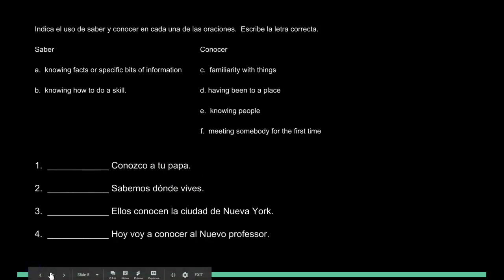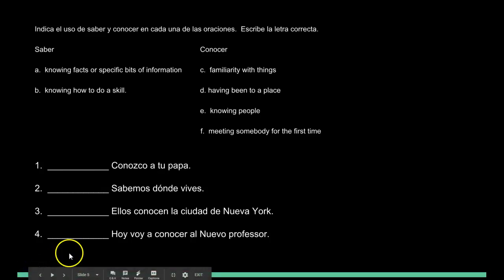So you have this part on your cheat sheet. Las direcciones dice indica el uso de saber y conocer en cada una de las oraciones. So indicate whether you would use saber or conocer in each of the following phrases. So you're going to mark A, B, C, D, E, F. So if you just want to take a second to do that, and then I will give you las respuestas.